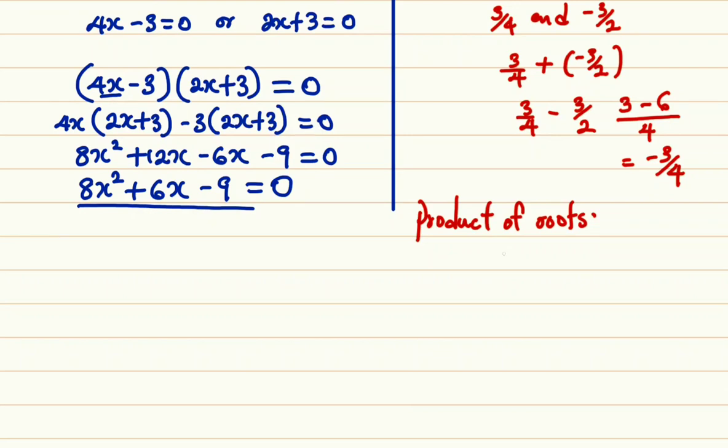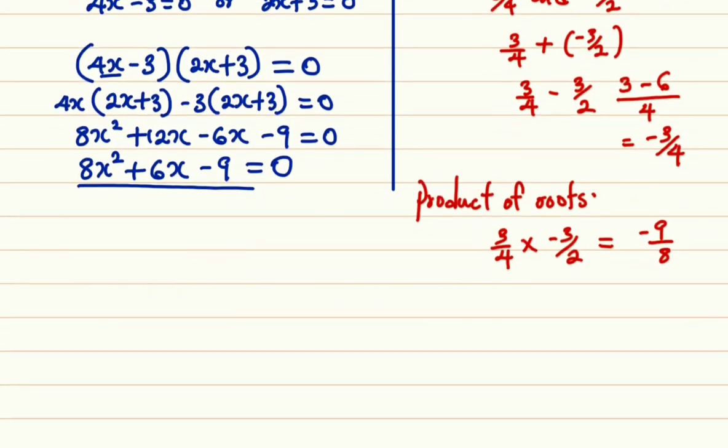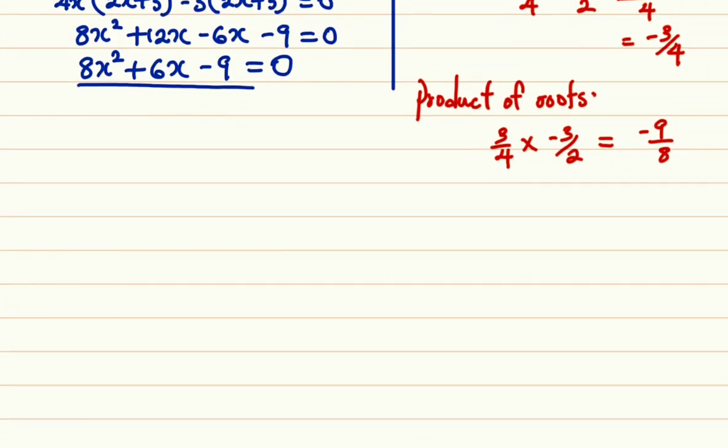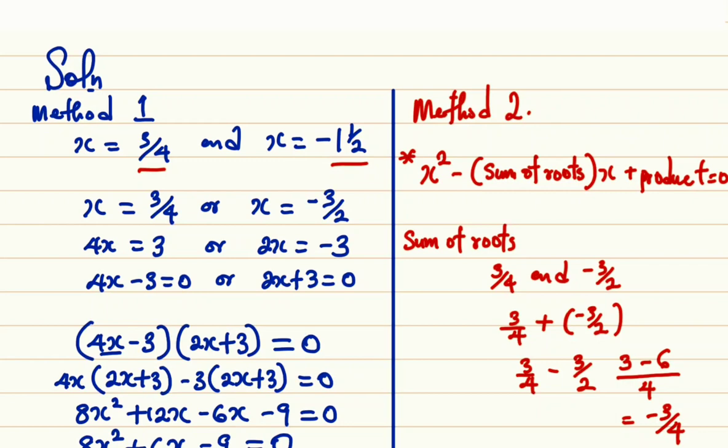We're going to have 3 over 4 times minus 3 over 2. Now this will give us minus 9 over 8. So I've gotten the product and the sum. So I'm going to take it back to the main expression, which is this expression now.